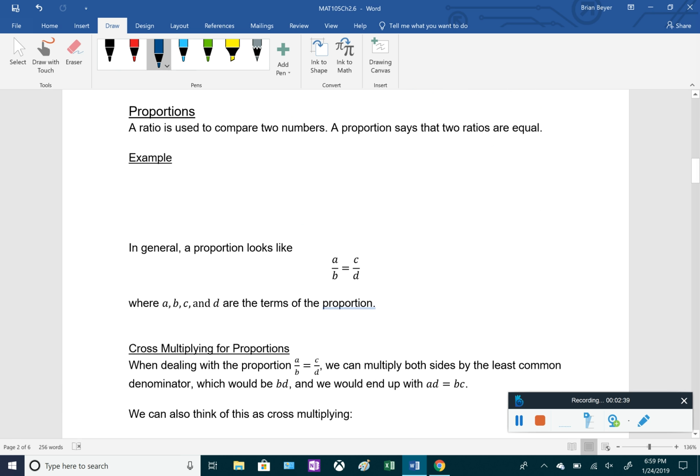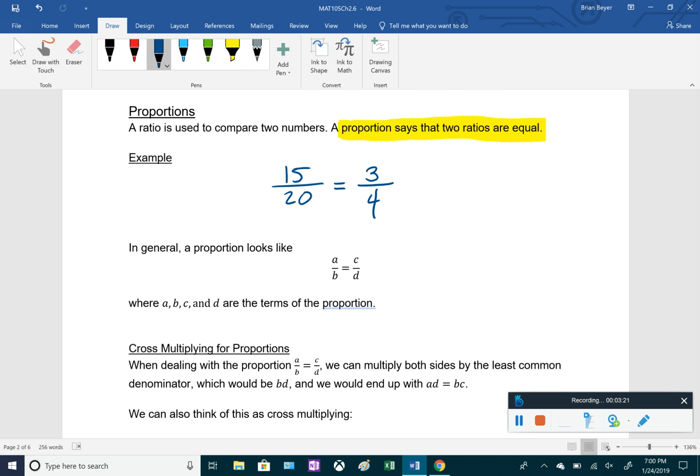Next, proportions, getting a little bit more complicated. We know that a ratio is used to compare two numbers. A proportion says that two ratios are equal. So we have one ratio equals another ratio. For example, let's say we had 15 over 20. That's a ratio, right? We know this is equal to 3 over 4 because we can simplify it. So now we have a ratio equals another ratio, so now it's a proportion.